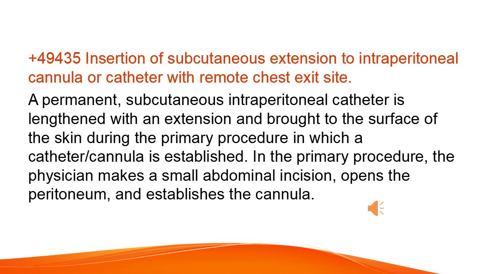Insertion of subcutaneous extension to intraperitoneal cannula or catheter with remote chest exit site. A permanent, subcutaneous intraperitoneal catheter is lengthened with an extension and brought to the surface of the skin during the primary procedure in which a catheter/cannula is established. In the primary procedure, the physician makes a small abdominal incision, opens the peritoneum, and establishes the cannula.